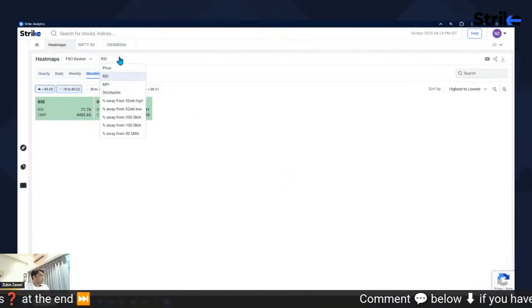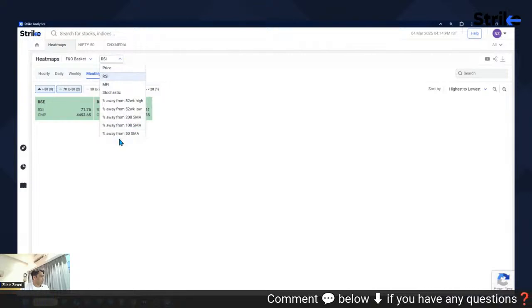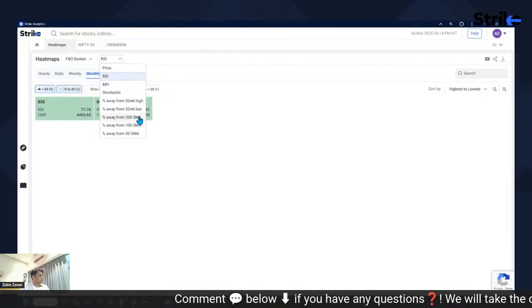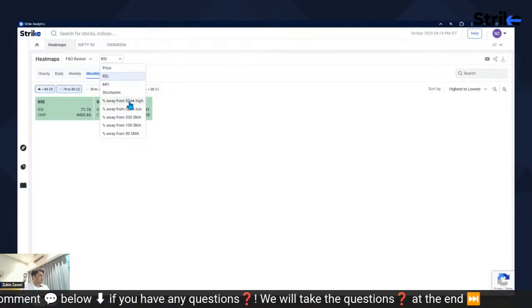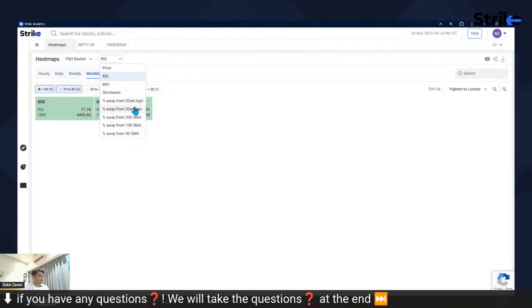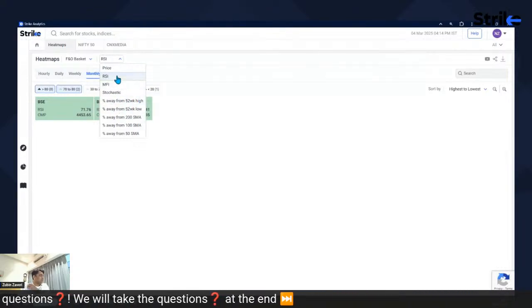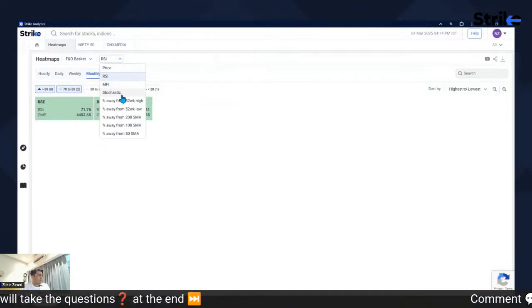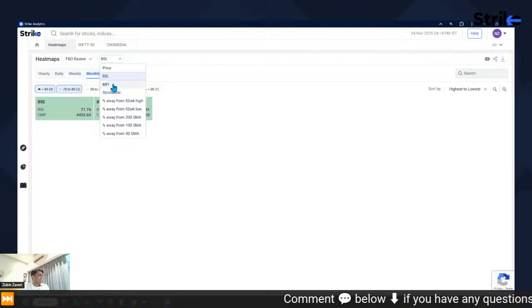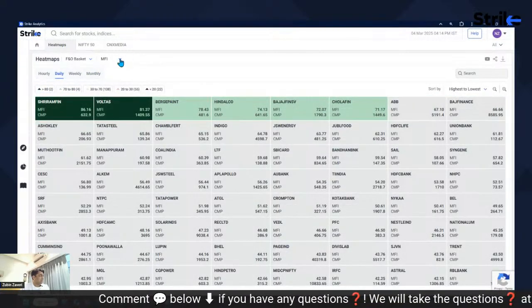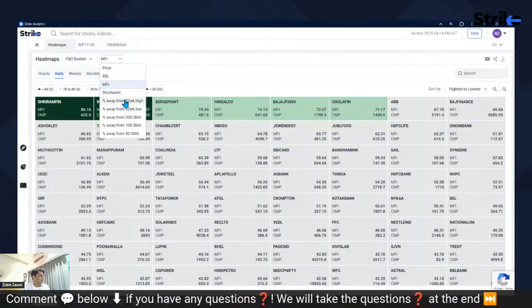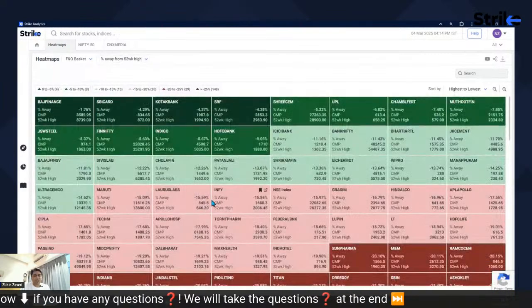You can also click on something called percentage away from 200-day SMA, or percentage away from 52-week high, 52-week low. Let me take this one by one. Like RSI, we also have MFI, money flow index, and stochastic as indicators. It works similarly. So I'll focus on the percentage of stocks away from the 52-week high.